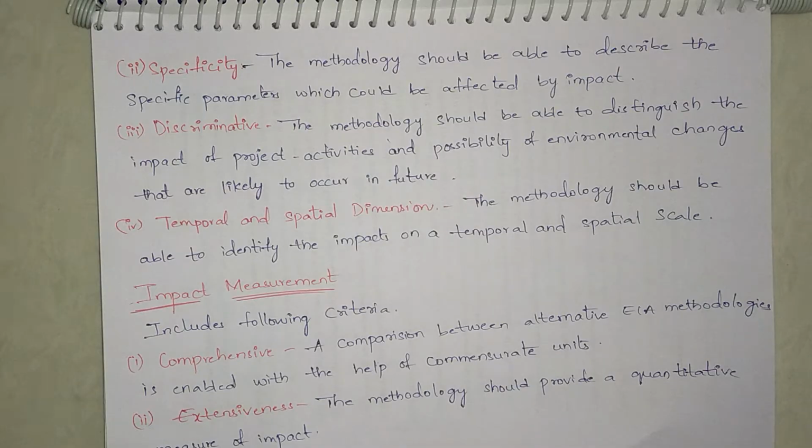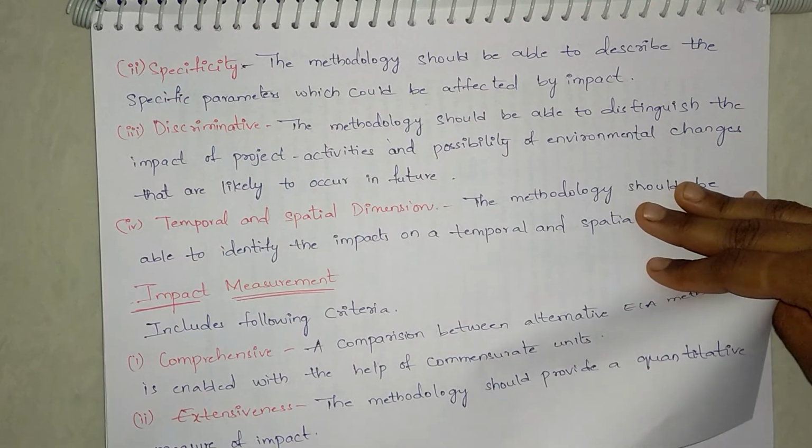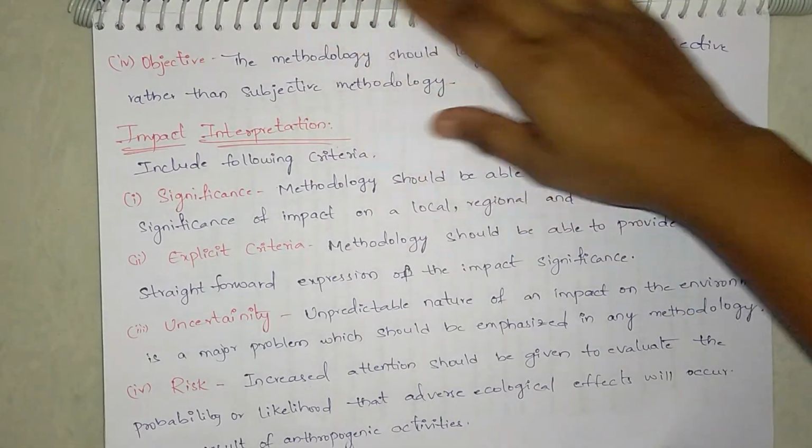Then extensiveness. It is how much quantitative measure of impact. That means on what scale that particular impact will cause consequences or some effect on the environment. That is extensiveness: how long or how much it causes effect. And then objective.